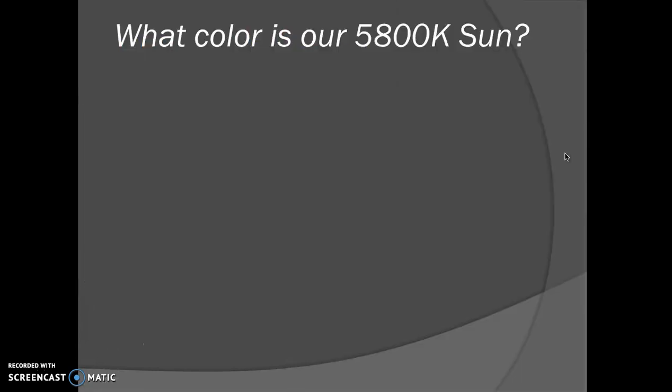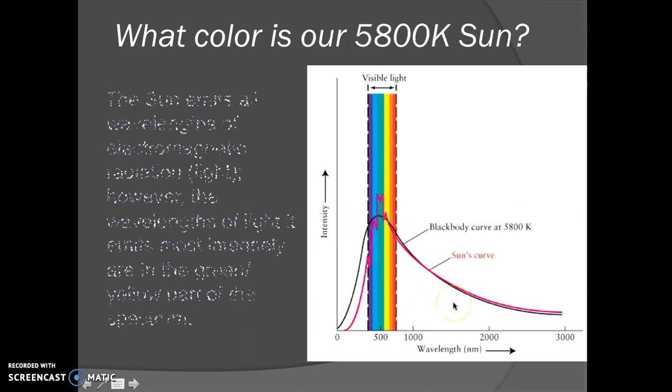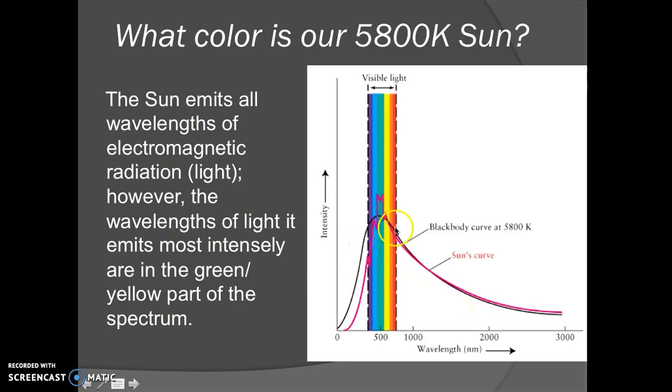So what color is our sun? Okay, so about 6,000 degrees Kelvin. So let's look at the black body. Here's the black body curve, and here's our actual sun's curve. As I mentioned, the sun emits wavelengths of electromagnetic radiation about equally across the visible spectrum, okay? But it emits most intensely in the yellow-green part of the spectrum.